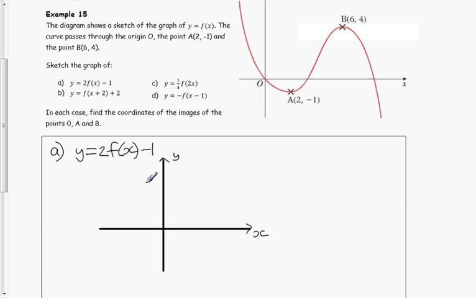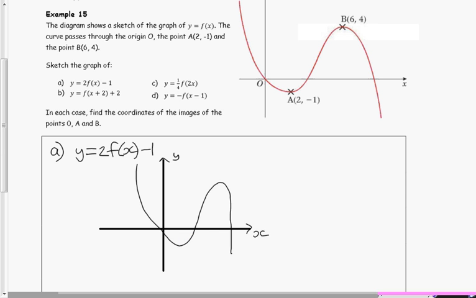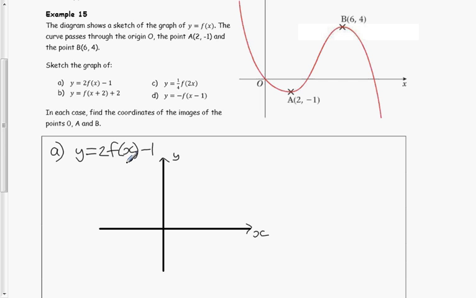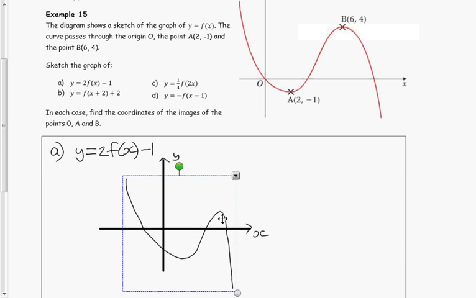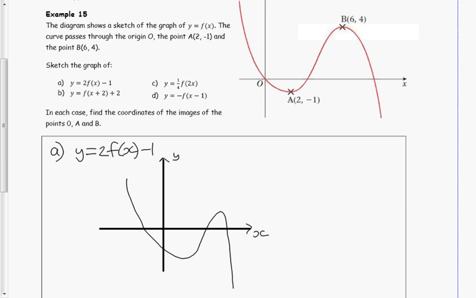So first of all, the stretch vertically isn't going to change the shape by much. It'll still go through the origin. It'll still have the same basic shape, but of course the y coordinates at the maximum and minimum will change. However, then the whole graph will be moved down by 1. So after the stretch, if it looks like this, then the minus 1 will move all the graph down by 1. Now we need to mark on the 2 important points there, the minimum point and the maximum point.